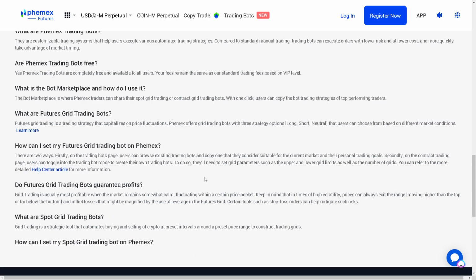You can also set up your futures grid trading bot in Phemex. First, users can browse existing trading bots and copy one that they consider suitable for the current market and their personal trading goals. Second, in the contract trading page, users can toggle into the trading bot mode to create their trading bots. To do so, you'll need to set grid parameters such as the upper or lower grid limits as well as the number of grids, and you can refer to the help center for more detailed information.